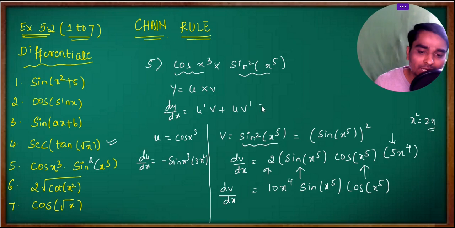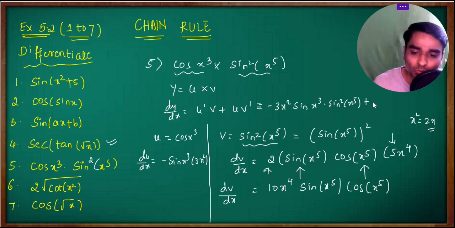Now everything we are going to take and put it here. Okay, what is u dash? u dash is minus 3x square sin of x cube. Then v. What is v? v is sin square x to the power 5. Plus, what is u? u is cos x cube into v dash. v dash is 10x to the power 4 sin x to the power 5, then cos x to the power 5.